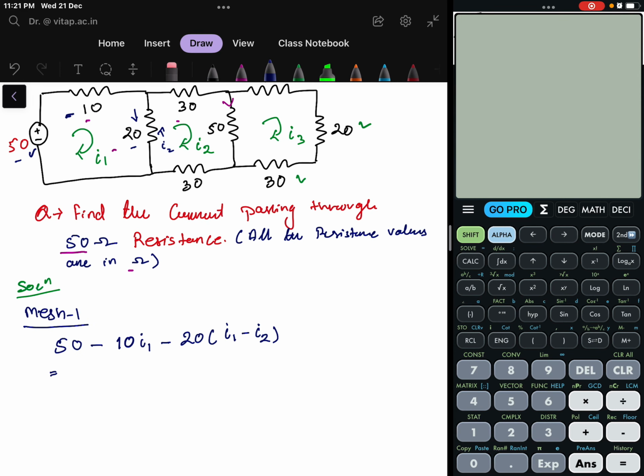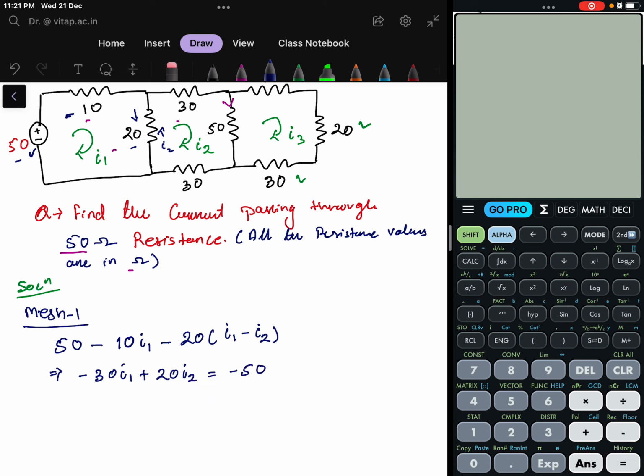If I simplify this, you need to write it in equation format so that you can properly use it in the calculator. So I will write first minus 30 I1 plus 20 I2 is equal to minus 50. Always write in this format so that it will be easy while calculating. Further, if I take 10 common, this will be minus 3 I1 plus 2 I2 is equal to minus 5. This is my equation number 1.